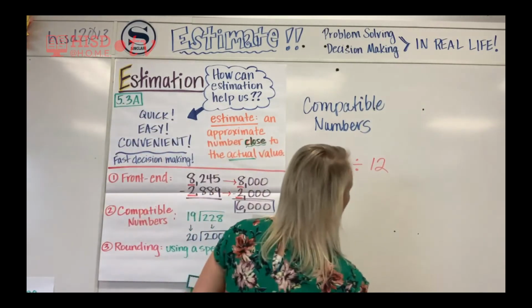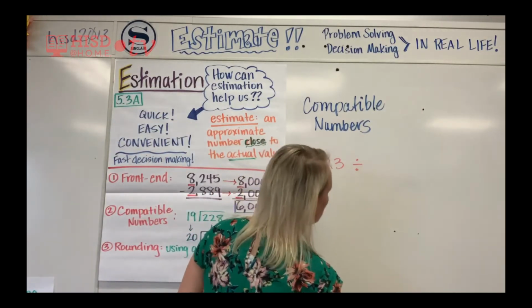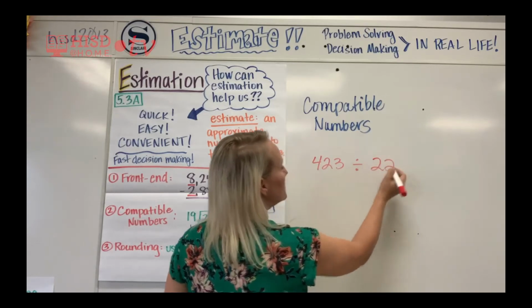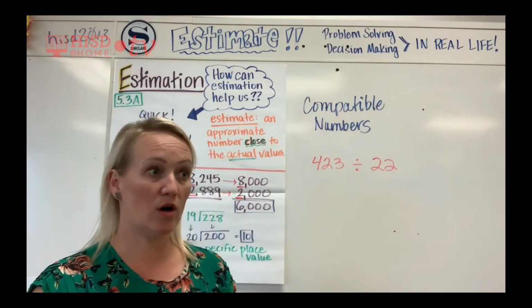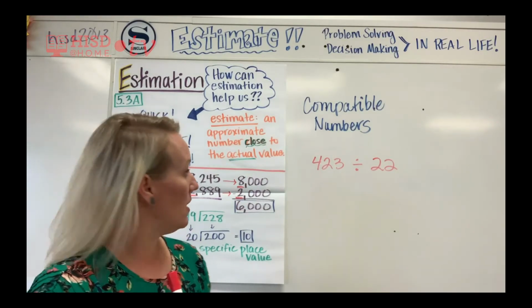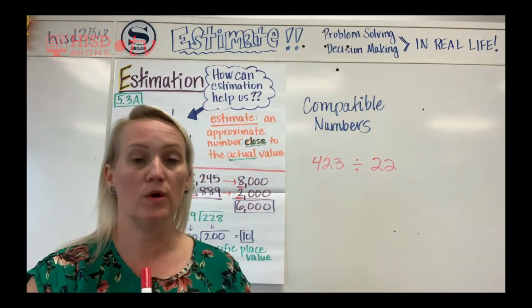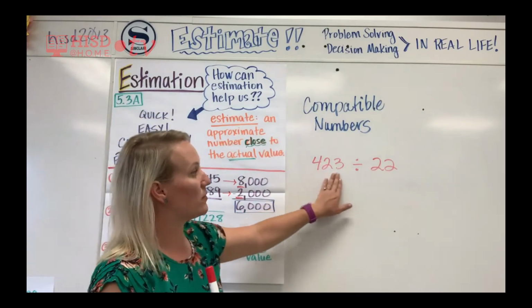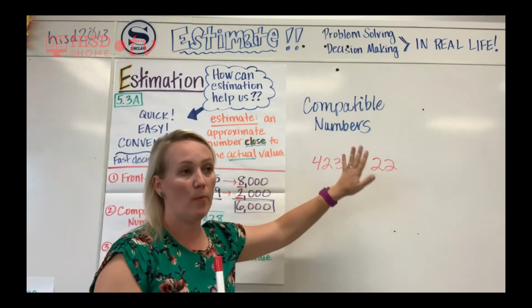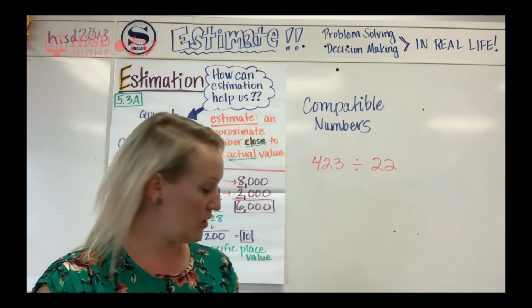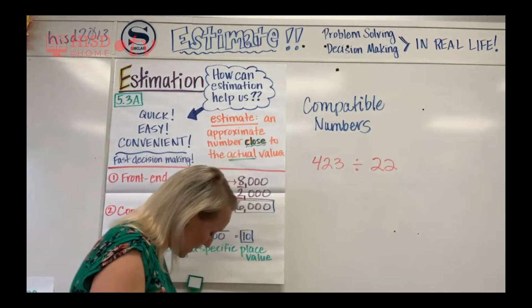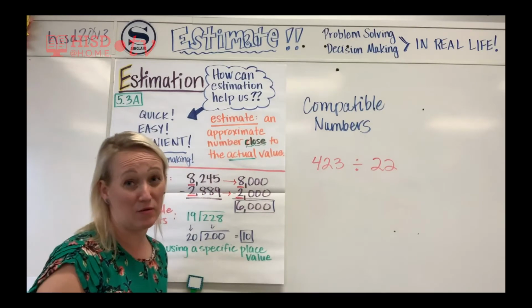Actually, let me not do 12. Erase that. Let's do 22. Say, for example, I found myself in a situation where I came across this division problem. I would have 423 divided by 22. But I don't want to do that with an exact figure. I want to use estimation so I can quickly come up with something that would make sense.